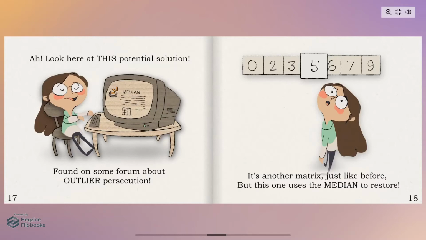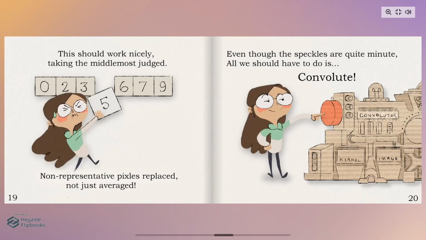Look here at this potential solution, found on some forum about outlier persecution. It's another matrix, just like before, but this one uses the median to restore. This should work nicely, taking the middlemost judged, non-representative pixels replaced, not just averaged. Even though the speckles are quite minute, all we should have to do is convolute.